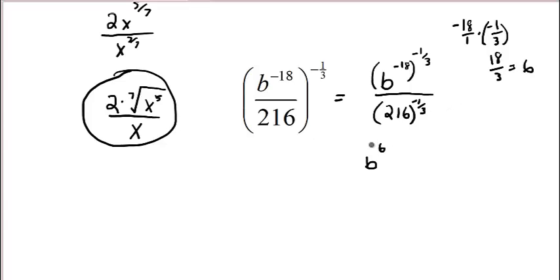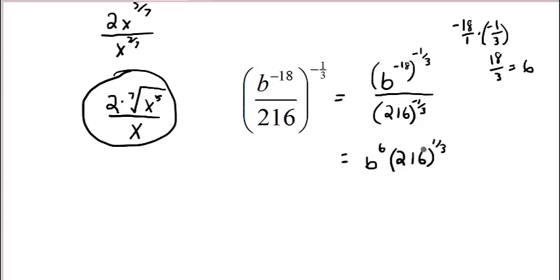So we have b to the 6th power up top in the numerator, and then down here in the bottom we have 216 to the negative 1/3 power. We don't want a negative power, so you move that to the other side of the fraction bar, and you can make that positive. So I'm going to get rid of my fraction bar because I'm moving this all the way to the numerator again. So I have 216 to the 1/3 power.